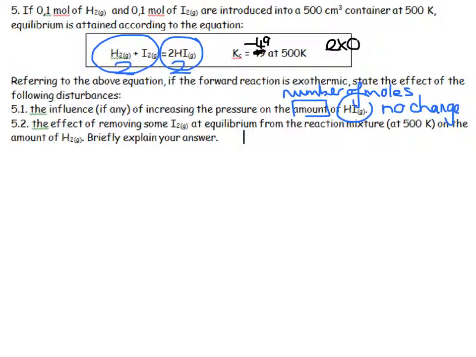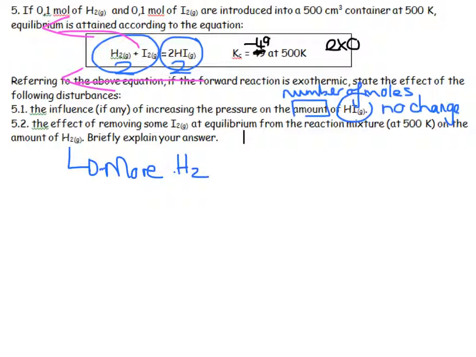The effect of removing some I2, if I take I2 out, the system will favor the reverse reaction. The reverse reaction is going to mean that there will be less HI. Let's see what they ask. Removing I2 at equilibrium from the reaction mixture, what is the effect on the amount of H2? Well, it means I'm going to make more H2 because the system's going to try and compensate. So more H2 will be formed.